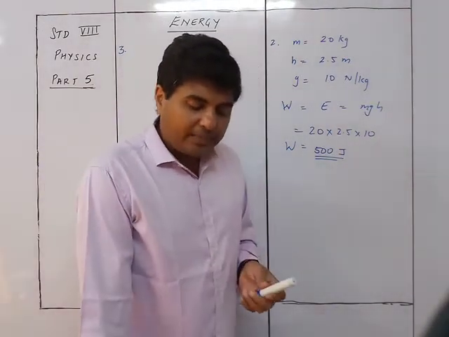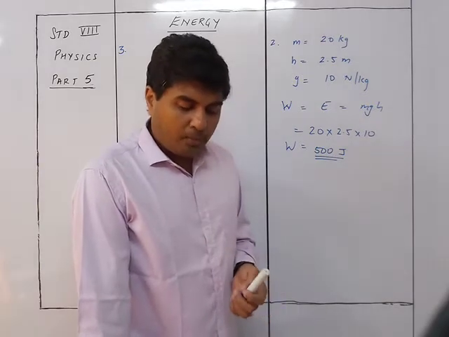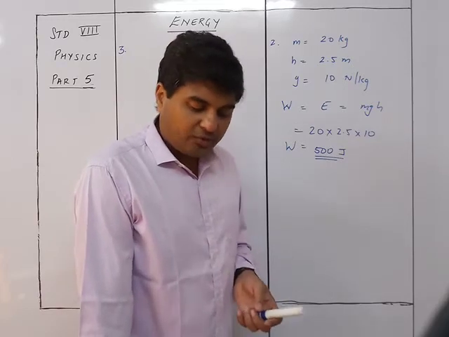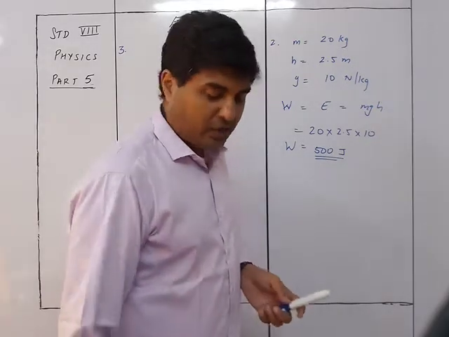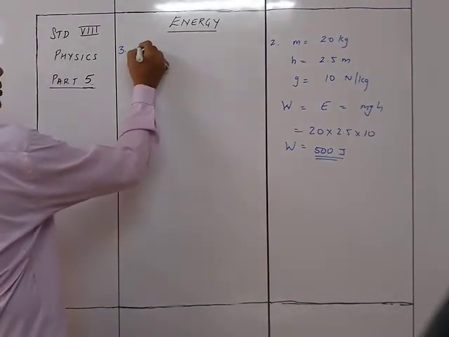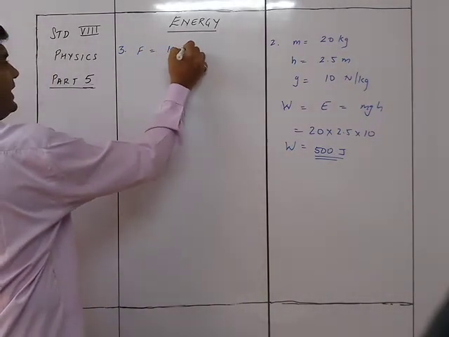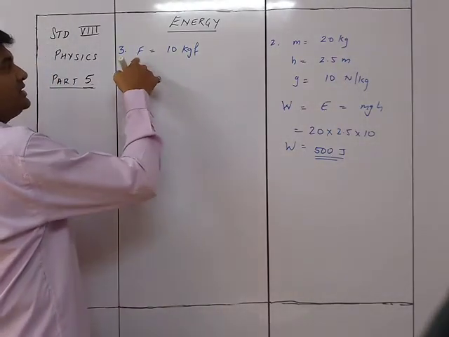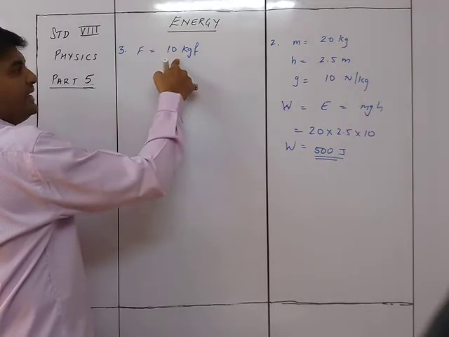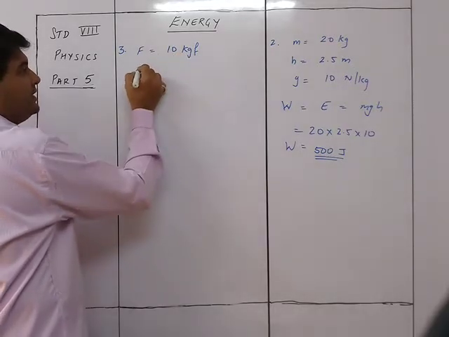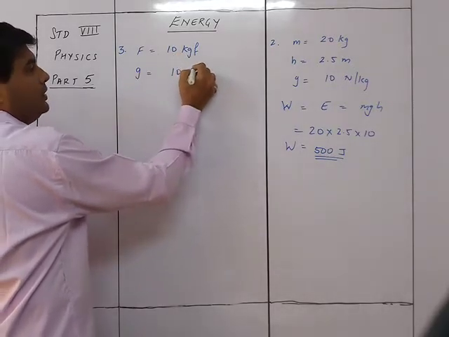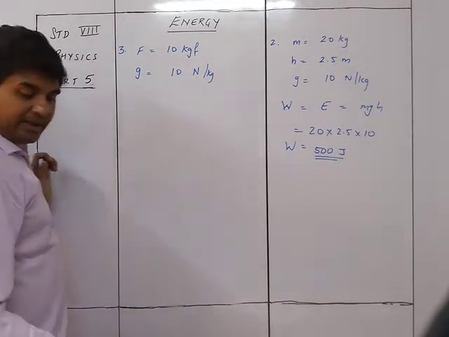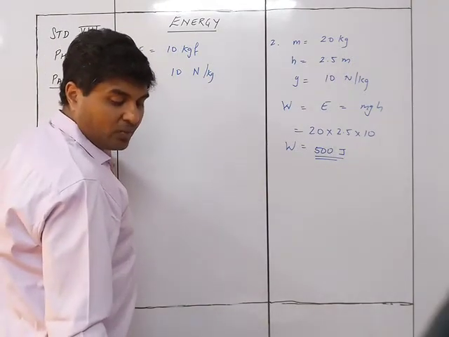A body when acted upon by a force of 10 kgf moves by distance 0.5 meters in the direction of the force. Find the work done by the force when 1 kgf is equal to 10 Newton. So we are given over here that force is equal to 10 kgf. Okay. And this is not force in Newton. This force in kgf, I need to convert it into Newton. They are given that g is equal to 10 Newton per kg. They are given that taking 1 kgf equal to 10 Newton.